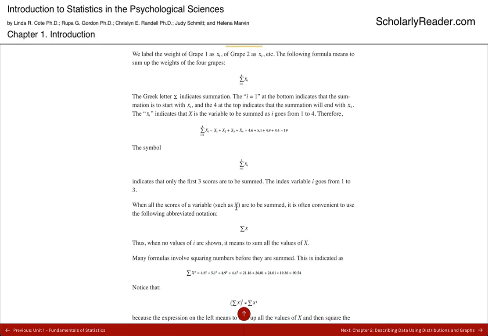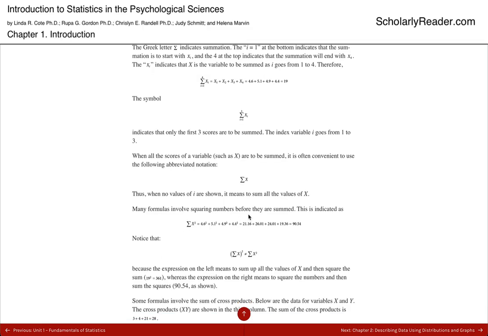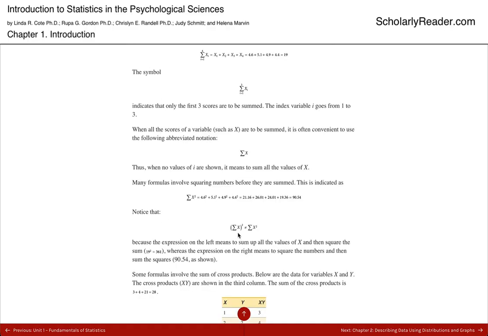When all the scores of a variable, such as x, are to be summed, it is often convenient to use the following abbreviated notation, sigma x. Thus, when no values of i are shown, it means to sum all the values of x. Many formulas involve squaring numbers before they are summed. This is indicated as sigma x squared. Notice that sigma x, surrounded in parentheses and then squared, is not the same as sigma x squared, because the expression on the left means to sum up all the values of x and square the sum, whereas the expression on the right means to square the numbers and then sum the squares.